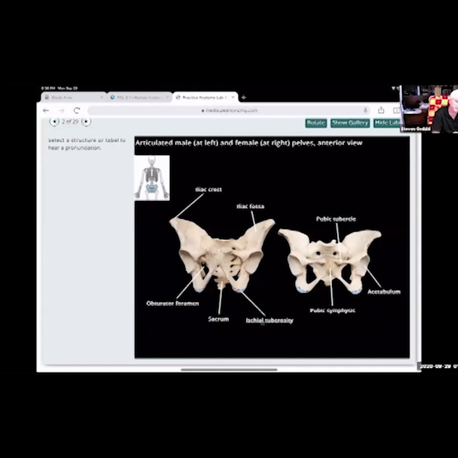Then going down your vertebral column, you have your sacrum. In this one you can see the sacrum. On the one to the right, you can see the coccyx just below it. And that's the end of the vertebral column. And then you've got your obturator foramina, which is the opening in the ischium bone.